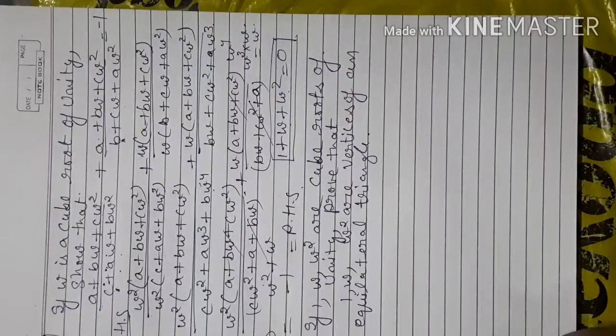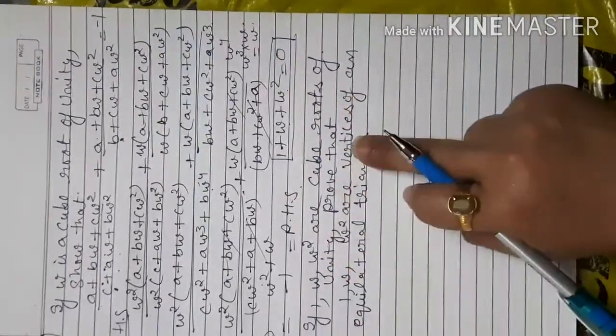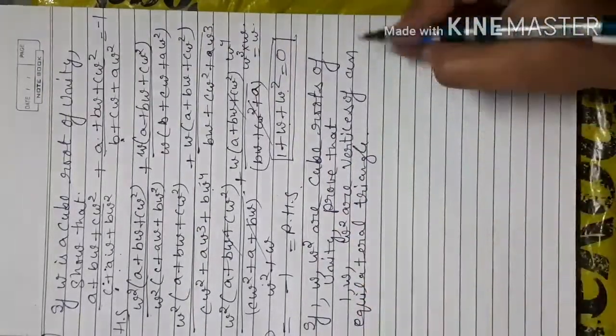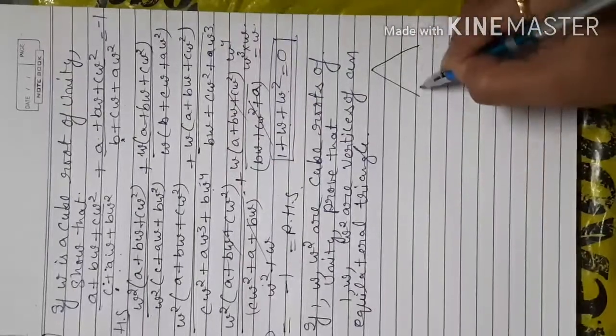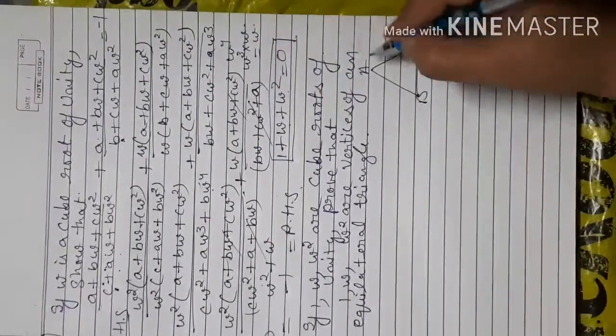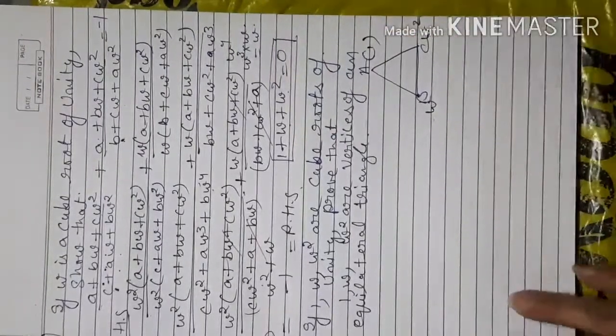This is also our property: if 1, omega, omega square are the cube roots of unity, you have to prove that 1, omega, omega square are the vertices of an equilateral triangle. So we consider these as the vertices 1, omega, omega square.